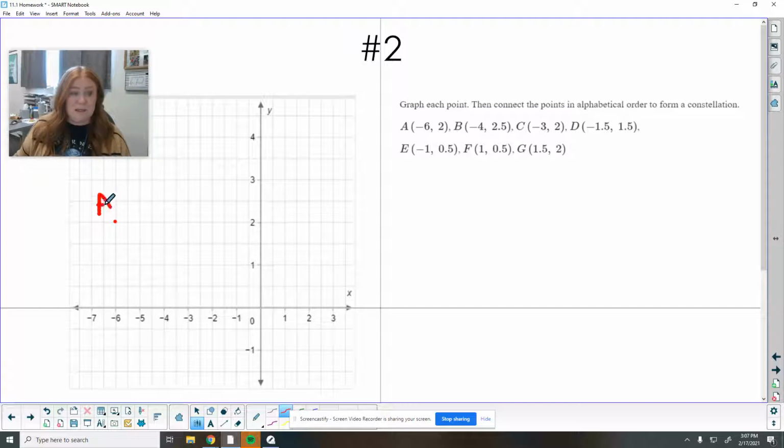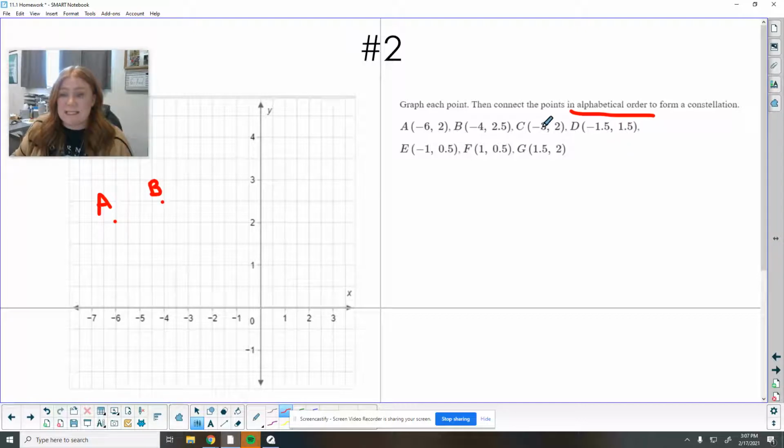So we want to label these so we remember which is which because we're going to have to connect them in ABC order. B is -4 to the left, and then up 2.5. So here's 2, here's 3. We want to go halfway between there. So here's B.